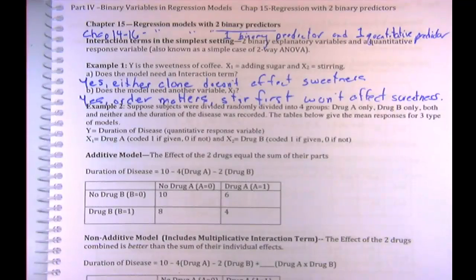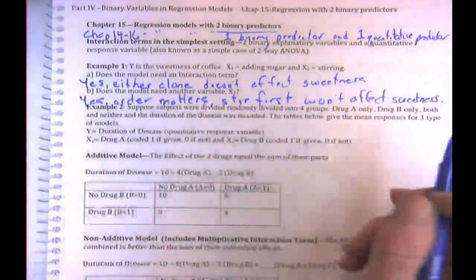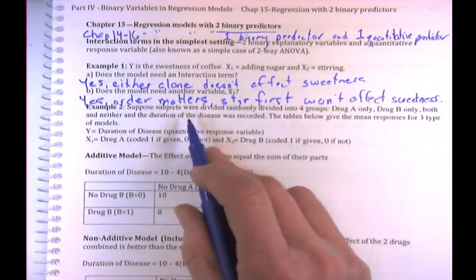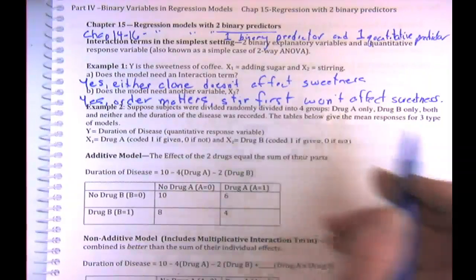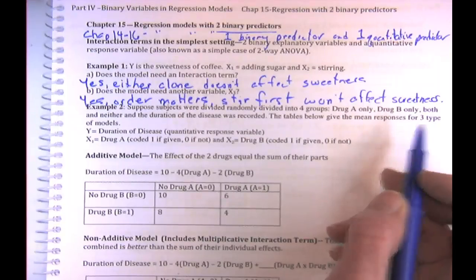All right. So let's say, but that's the example in drugs. Suppose subjects are divided randomly into 4 groups: drug A alone, drug B alone, both, and neither.